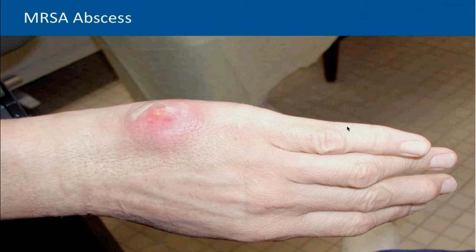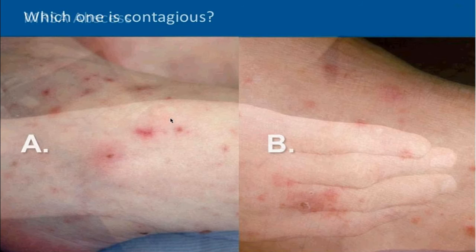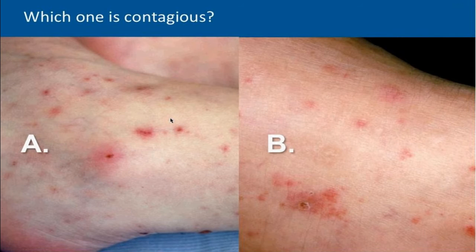And just to wrap up, to burn an image of MRSA into your mind, closing up this subject, it's a fluctuant erythematous tender nodule with a central pus. That's an MRSA abscess. Okay, next subject.